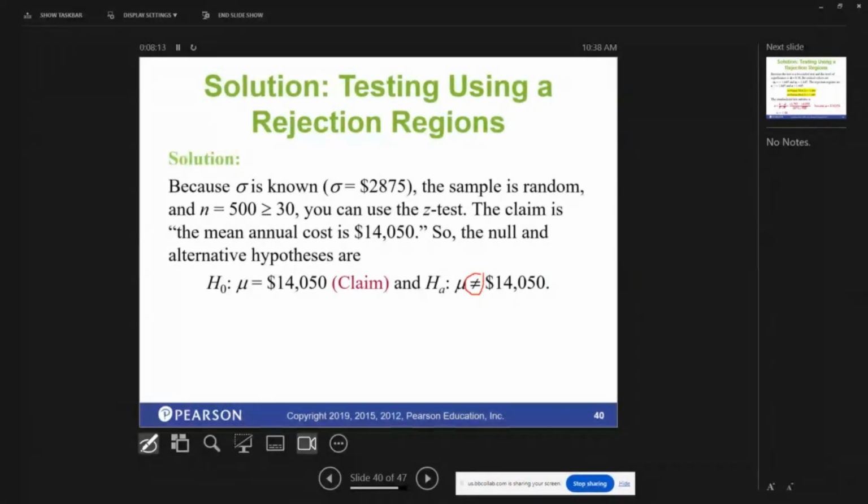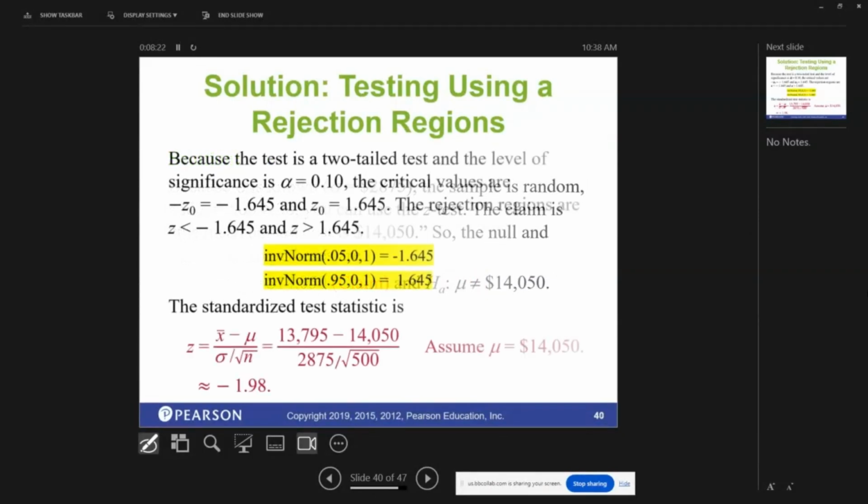So this means that when I go to find my z-scores, I have two critical values to find, a positive and a negative. So I'm going to look at the inverse norm of 0.05. Everybody see where the 0.05 came from? If alpha is 0.10 and this is two-tailed, I had to divide that by 2 to get 0.05. That gives me negative 1.645, and then the other one is going to be positive 1.645.